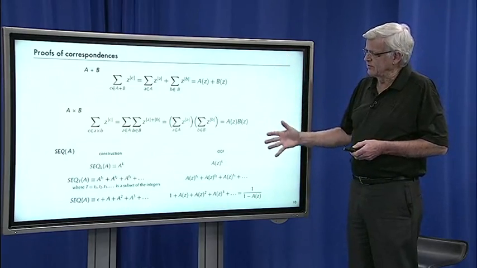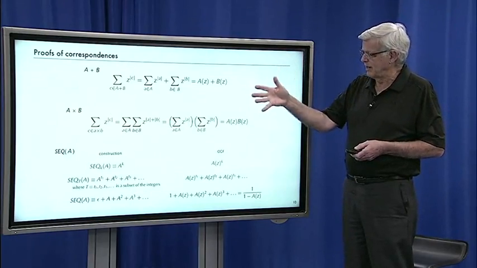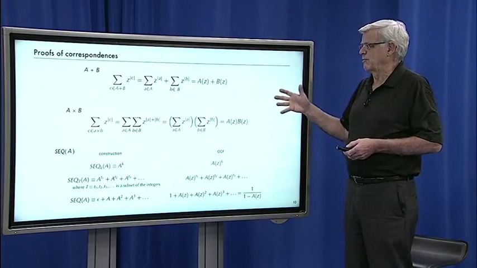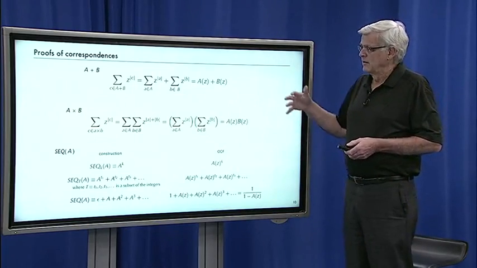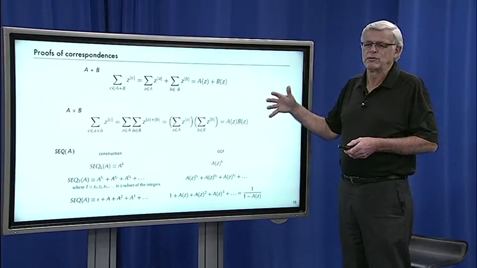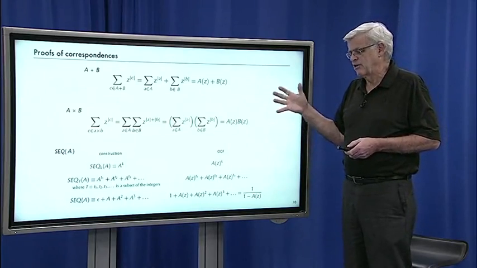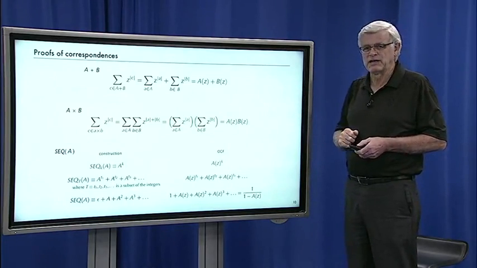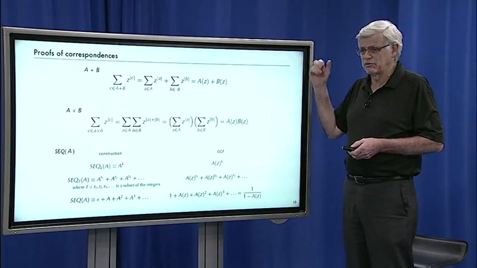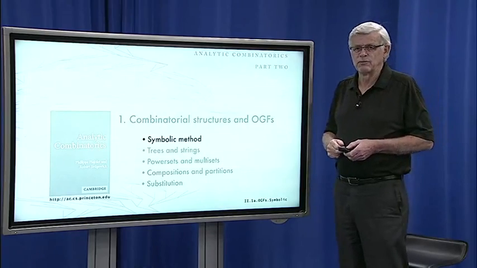So that's the correspondences for the basic operations that show that if we apply one of these operations, then we immediately imply a relationship on the generating function. And again, if you find this proof a bit confusing and want to see some more basic examples, please take a look at Chapter 5 of our Introduction to Analysis of Algorithms book, or in Part 1 of the Analytic Combinatorics course. So that's a quick introduction to the symbolic method.